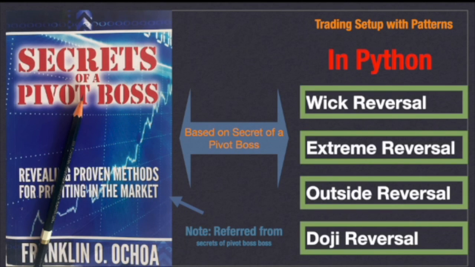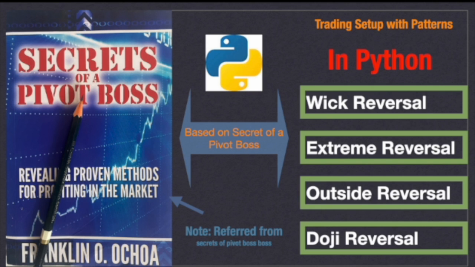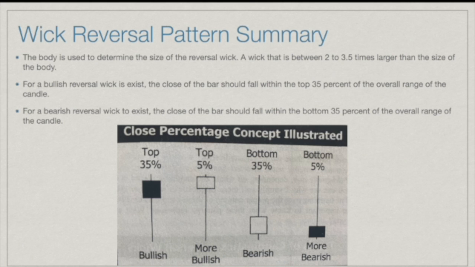Hi all, in this video we are going to see some pattern setups based on the book Secret of the Pivot Boss. The pattern setups are wick reversal, extreme reversal, outside reversal, and doji reversal in Python. Let's see the first pattern setup, the wick reversal pattern.